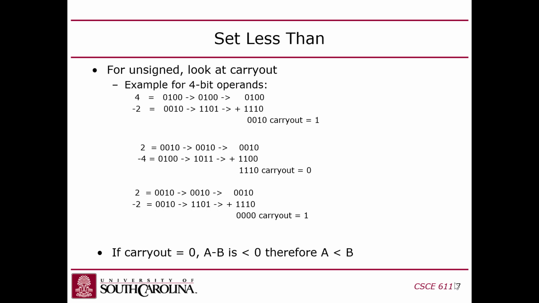But on the other hand, if you have 2 and 4 and you subtract, so you take 2, you take the 2's complement of 4 and you add, you don't get a carryout. So you use the carryout to indicate whether the second number is greater than the first number, right? If the second number is greater than the first number and you subtract, you'll get a negative result, but you won't get a carryout internally in the subtraction.